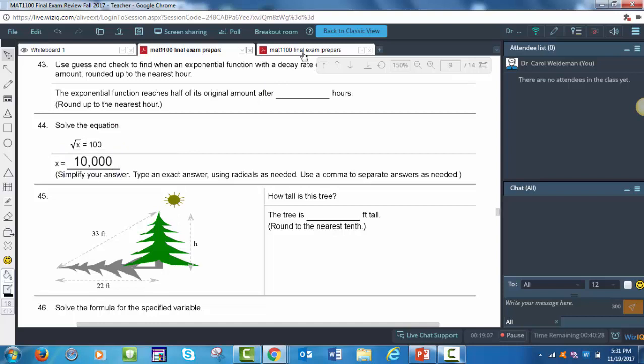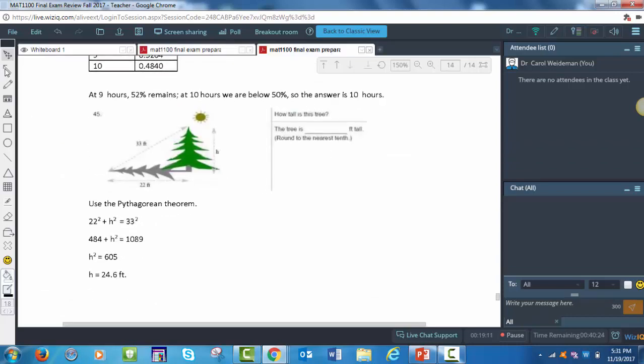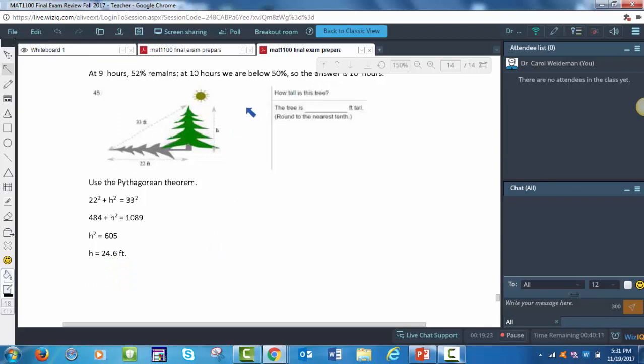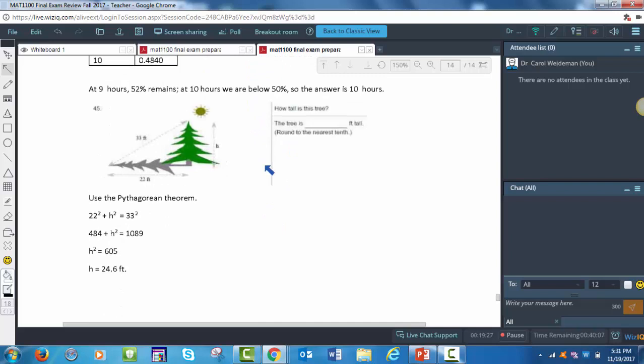All right, let's pop over here for another Pythagorean Theorem question. And we're going to have 22 squared plus h squared is equal to 33 squared. Square 22, square 33. Go ahead and solve, and you get a height of that tree of about 24.6 feet. That was number 45. There's a couple more here.